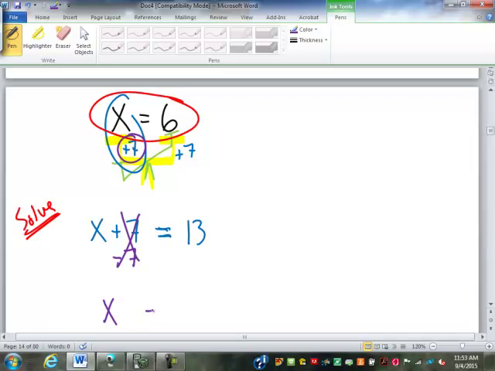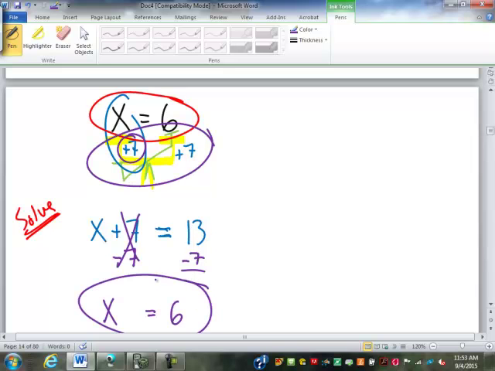But again, because of this whole idea of a balanced scale, whatever I do to one side, if I want to keep the scale balanced, I have to do the exact same thing to the other side. So I have to subtract 7 from the other side. 13 minus 7 is 6. So I get x equals 6. Now that's what we started with. That's what the equation began as. So we know we did that correctly.